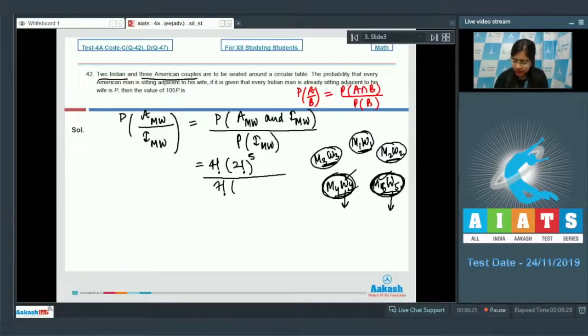Also, these two can be arranged among themselves, so 2 factorial whole square. So this is equal to 8 divided by 7 into 6 into 5. So this is equal to 4 divided by 21 into 5, that is 105. So value of 105p is equal to 4. So 4 is our required answer.